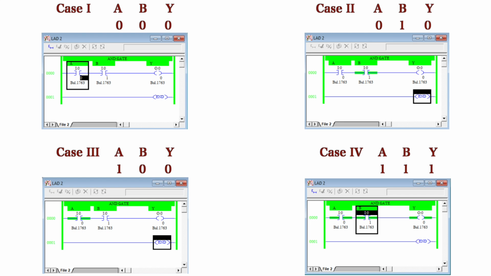But in the fourth case, in which we are giving high input to both A and B, both switches will change their state from normally open to normally closed.